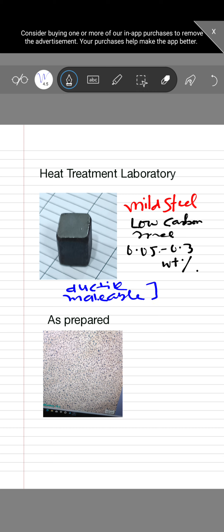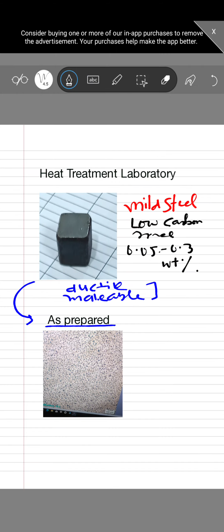Now this is how the microstructure of a mild steel looks, and you can see the words "as prepared" written here. As prepared means the sample has undergone polishing. Polishing is mainly done to see the grain structure or the microstructure clearly.